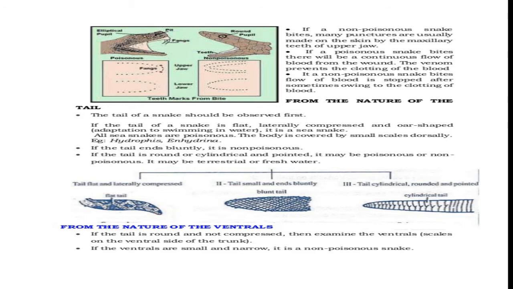So then what we do, we check what type of ventrals they have, what type of scales are present on the ventral side of the trunk region. For example, if the ventrals are small and at the same time narrow, then we can confirm it is a non-poisonous snake here.